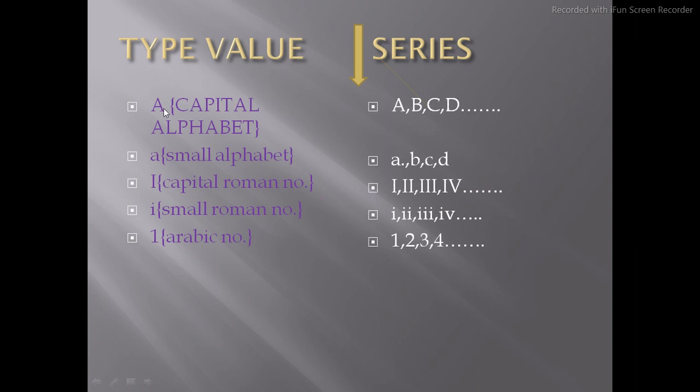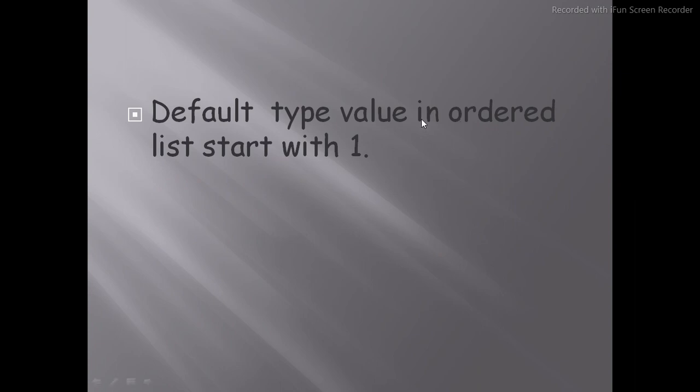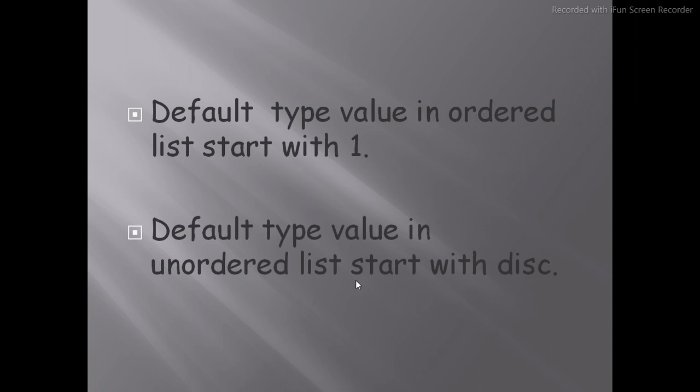If you type capital A, capital ABCD will be displayed, and if small a, then small abcd will be displayed. If you write capital I, then capital Roman numbers will be displayed. Small i, then small Roman numbers. And if you write Arabic 1, then the Arabic series. Okay, understood? Now, the default type value in an ordered list starts with 1. The default type value in an unordered list, which I'll tell you about, starts with disc.